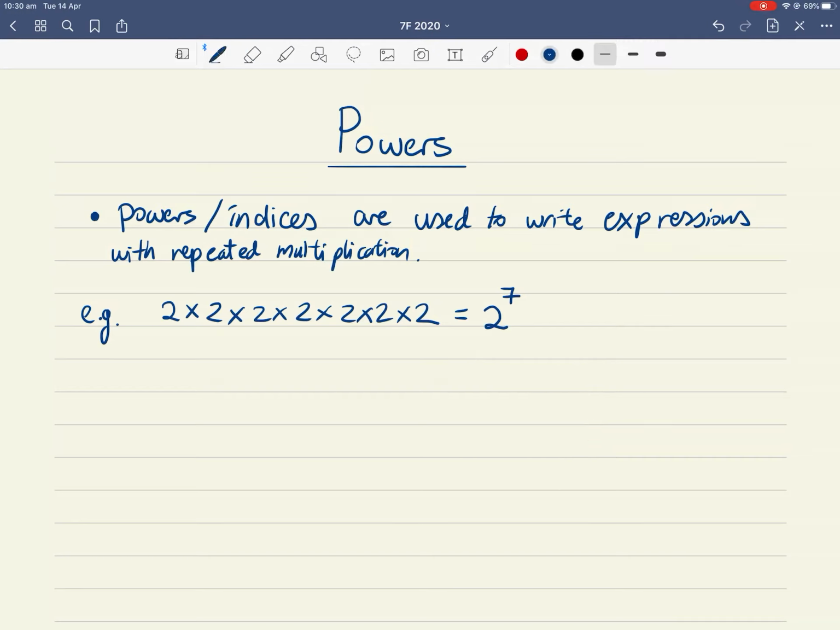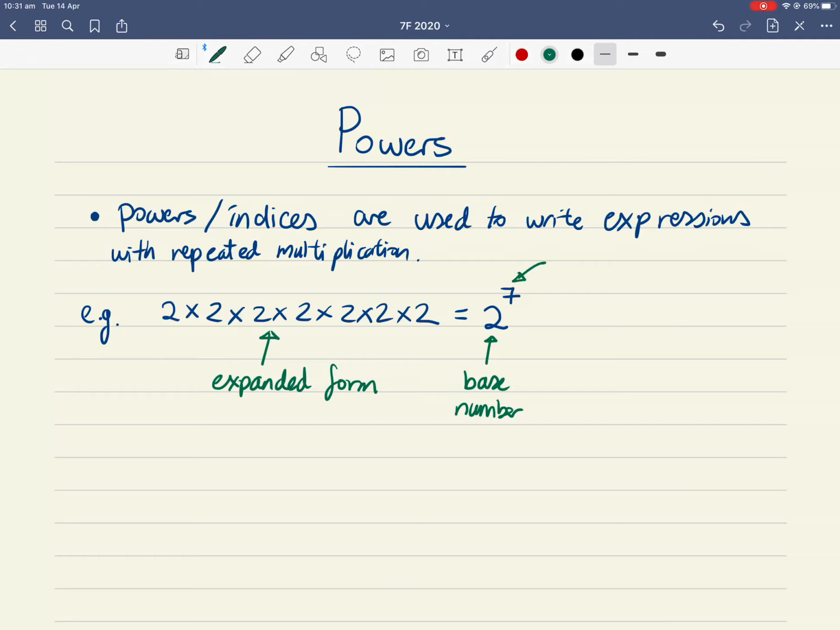Or indices. So this here, 2 times 2 times 2 times 2 times 2 times 2 times 2, I've lost count how many 2s I've just said. This is what we call expanded form, because you are literally writing out every single 2 you're multiplying by. This 2 at the bottom is called the base number because you're multiplying the number 2 by itself. So the base number is 2.